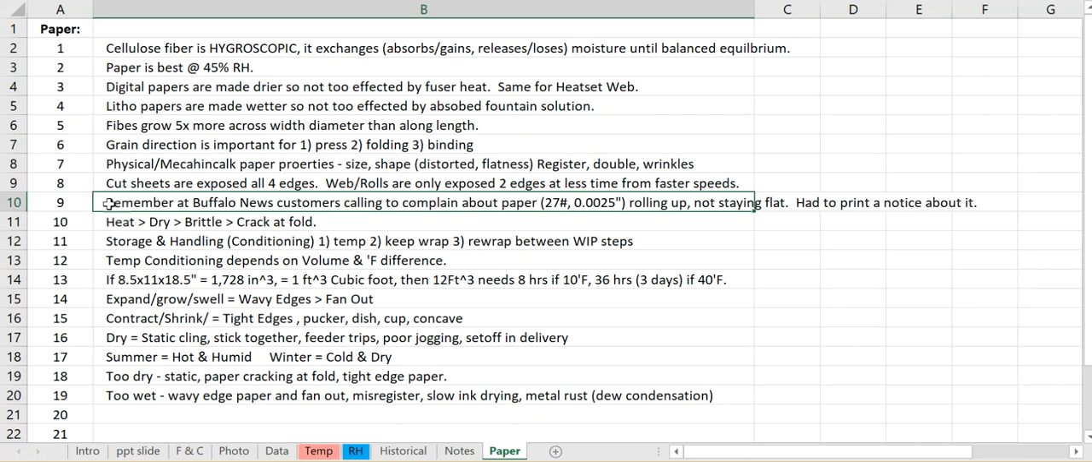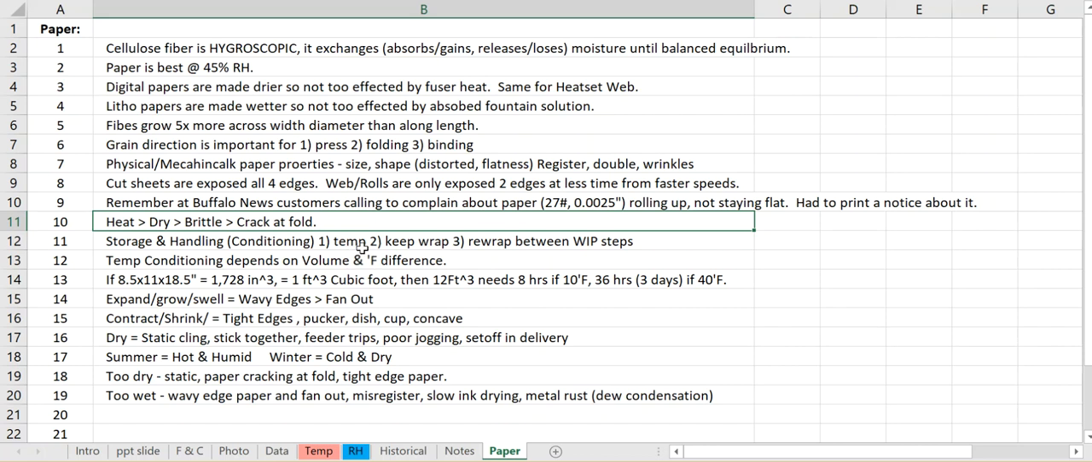Newsprint paper, groundwood, is only about 27 pounds, so it's about 2.5 mils, so it's very quickly going to pick up or lose off moisture. Generally, the heat will dry the paper, which will make the paper brittle, which will make it crack at the fold. When you store and handle paper, you should condition it.